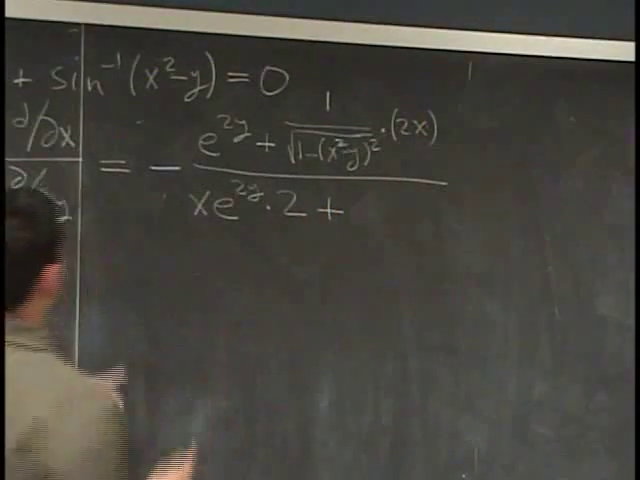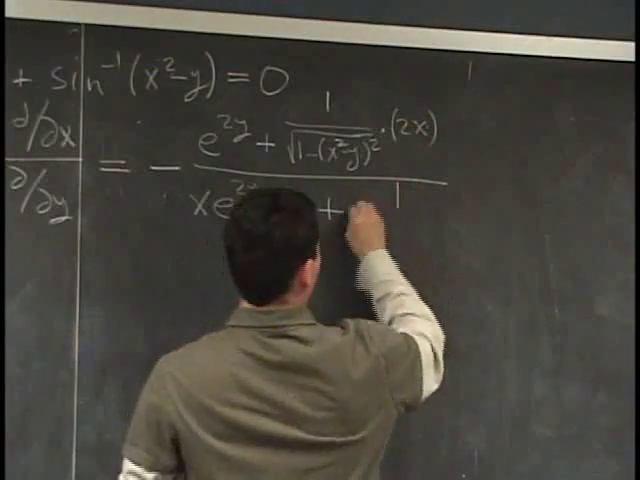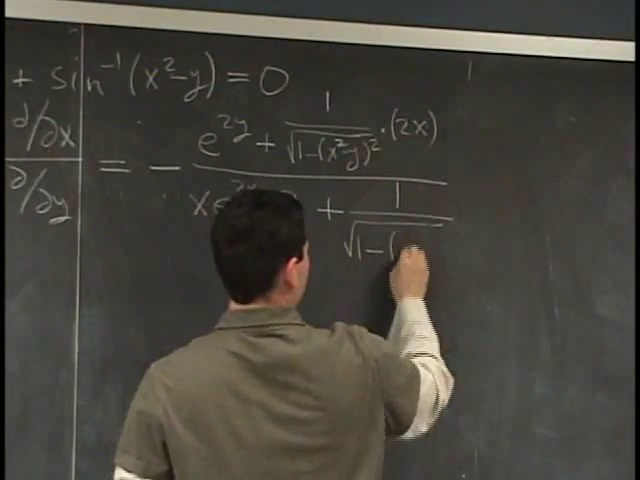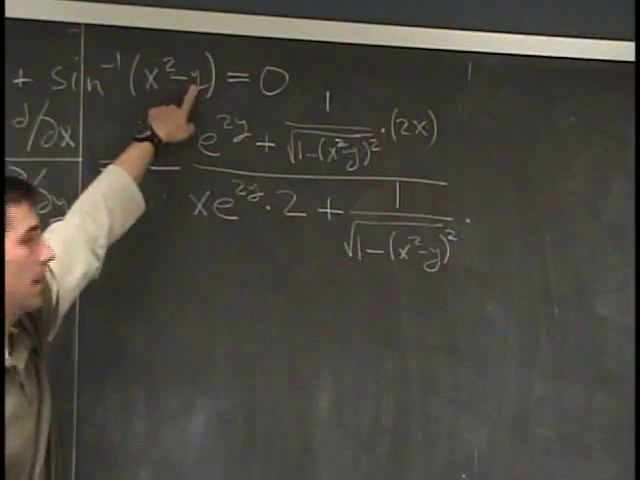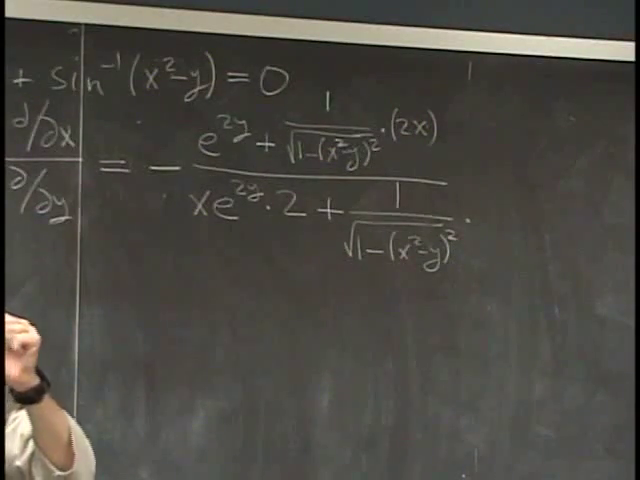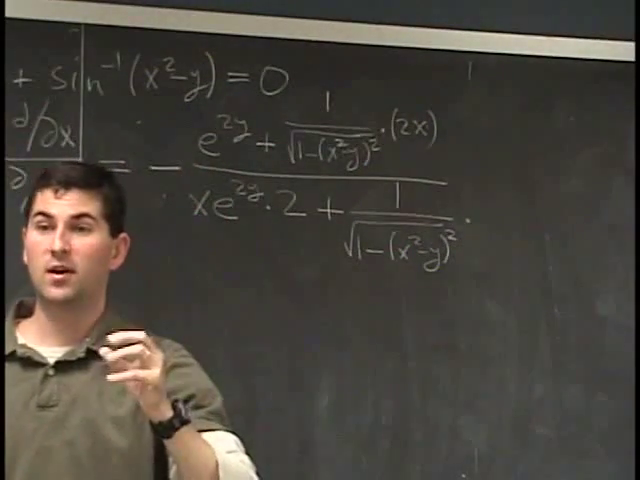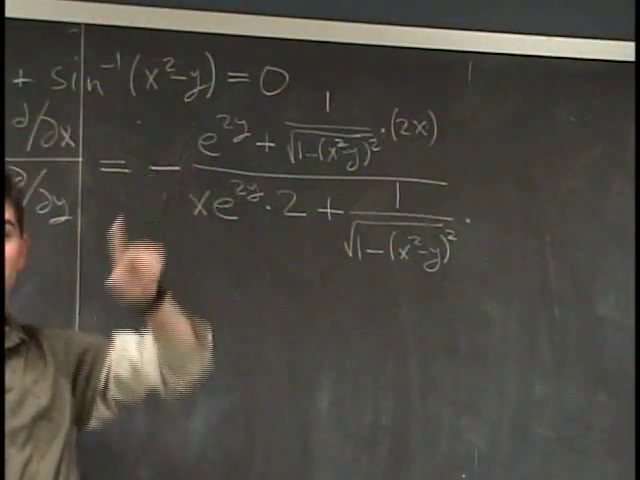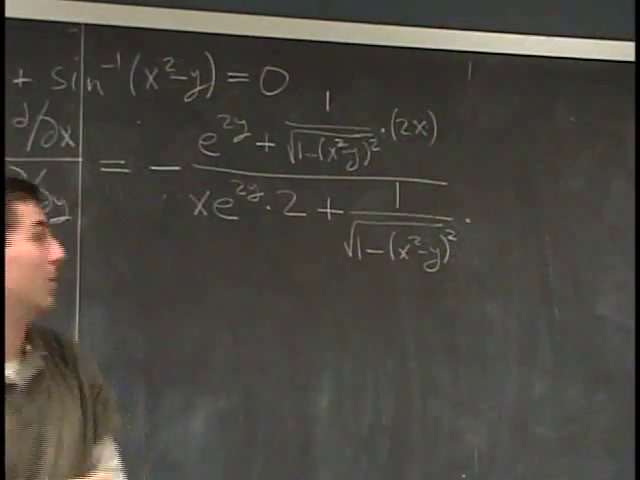Plus, now we have to do the same thing. We have arc sine of x squared minus y. The derivative of arc sine is still 1 over the square root of 1 minus the input squared. Now we have to multiply by the derivative of x squared minus y, where x is a constant. Imagine if this x squared was any constant, so let's let it be 0. So you have minus y. What's the derivative of minus y? Minus 1.